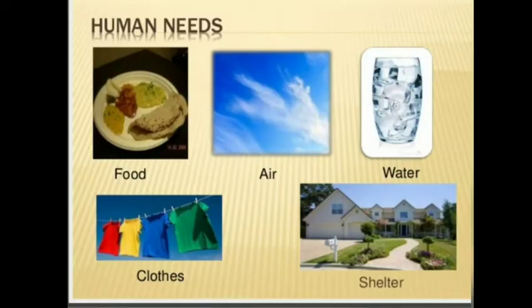Students, now look at this picture. These are all the human needs. All these needs are met in our surroundings. That means we get most of the things from our environment. As living beings are a part of the environment, living beings need food, shelter, air, water, and clothes. They are all fulfilled in the environment.